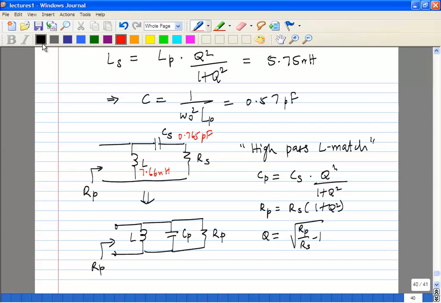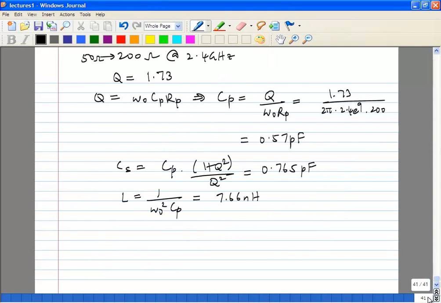Okay. So now, how would you know which network to use? How would you choose it? So now we looked at two options, right? One is the low pass, the other is the high pass. Which one do you want to use? And why?